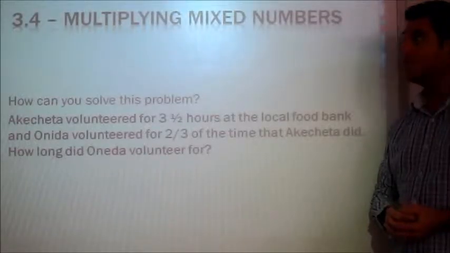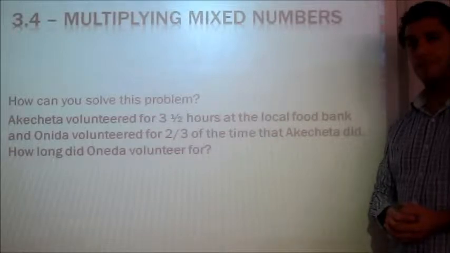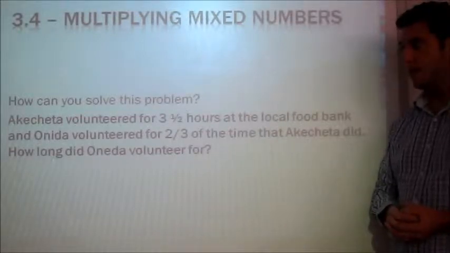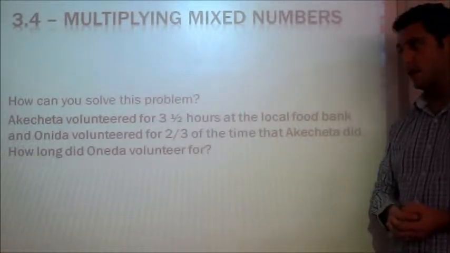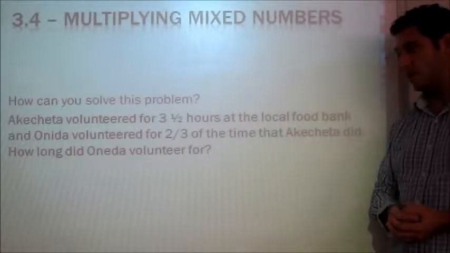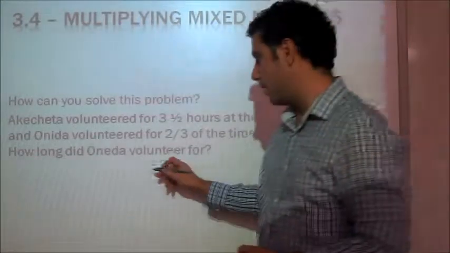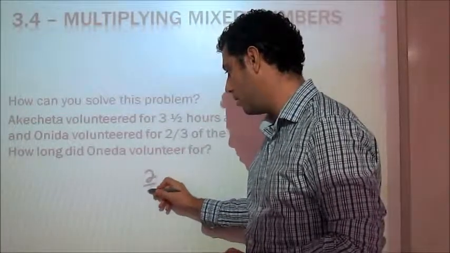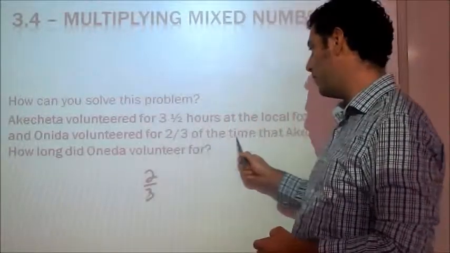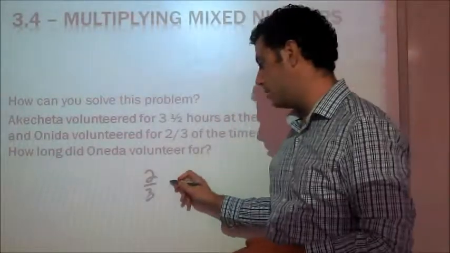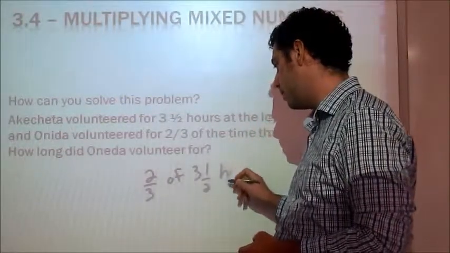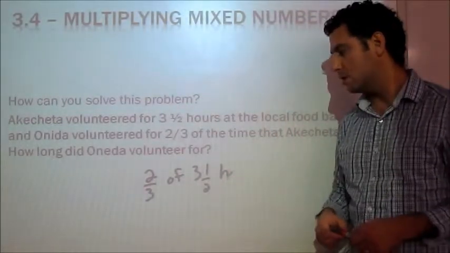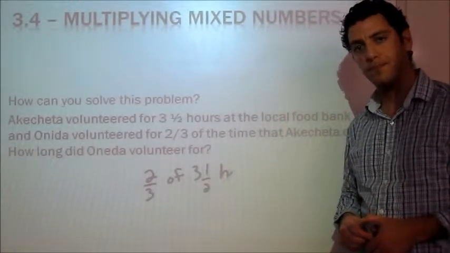Topic 3.4, multiplying mixed numbers. How can we solve this problem? Akachita volunteered for 3 1/2 hours at the local food bank, and Anita volunteered for 2/3 of the time that Akachita did. How long did Anita volunteer for? Well, we know that Anita volunteered for 2/3 of the time that Akachita did, and that is 3 1/2 hours. So what we're trying to determine is 2/3 of 3 1/2 hours.